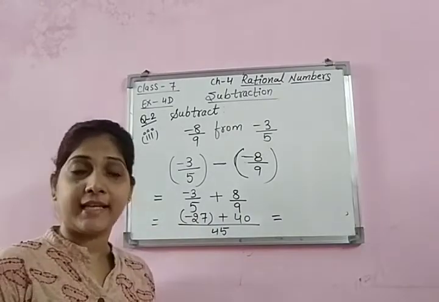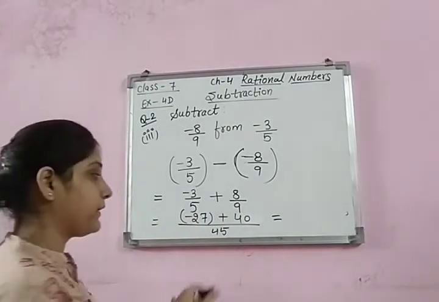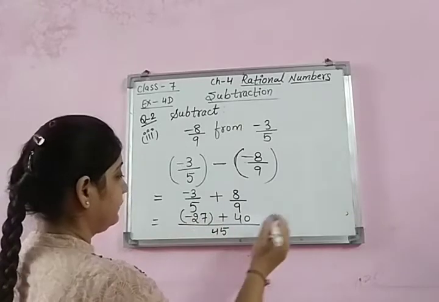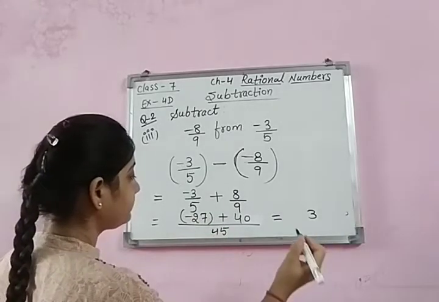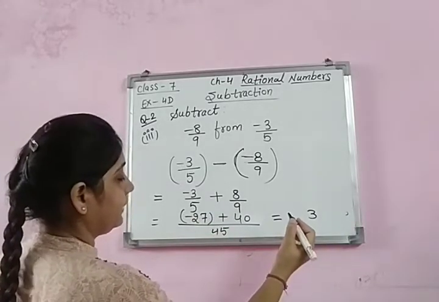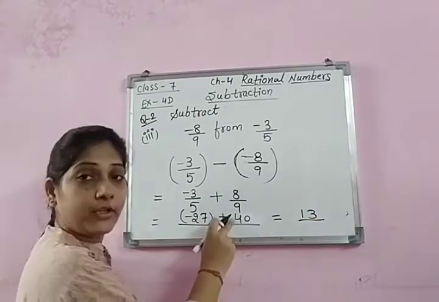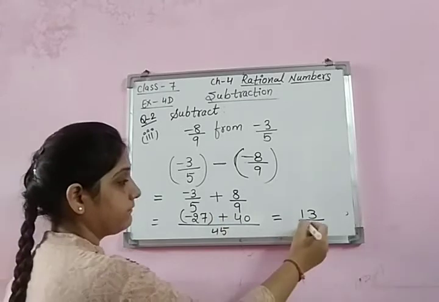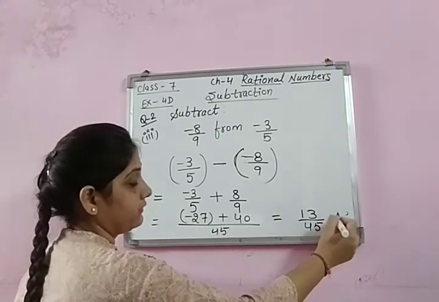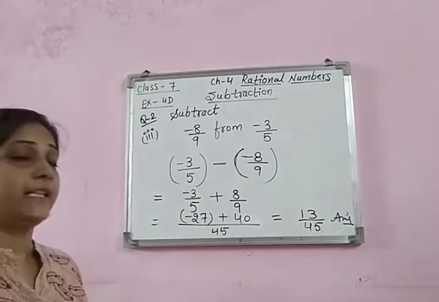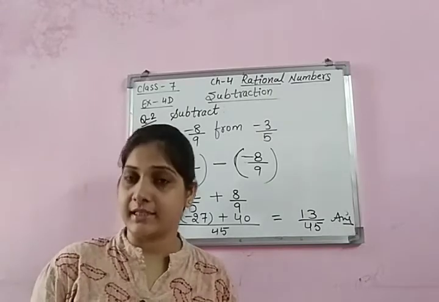Both are different signs, so we have to subtract. Let's subtract. 10 minus 7 is 3, and 3 minus 2 is 1, with a positive sign because 40 is bigger. And the denominator is 45. So 13 by 45 is the correct answer.